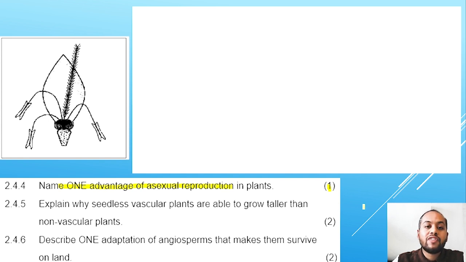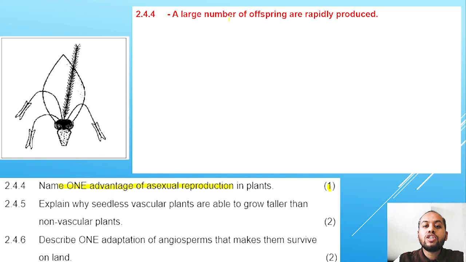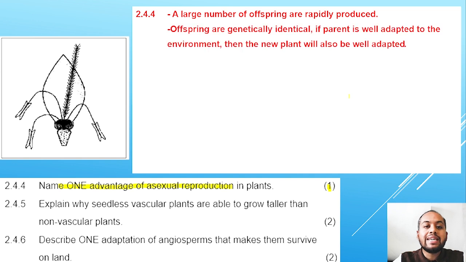So one advantage of asexual reproduction over sexual reproduction could firstly be that a large number of offspring are rapidly produced. So you can produce a large number of offspring over a very short period of time. Why? Because you only need one parent. You don't need more than one parent.